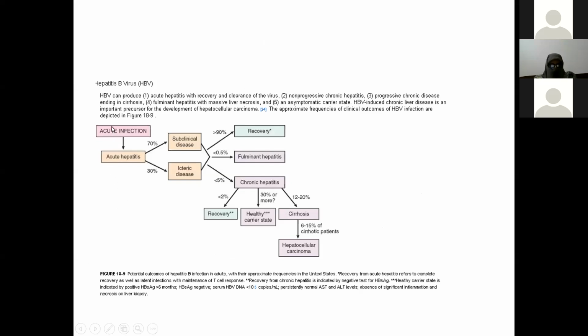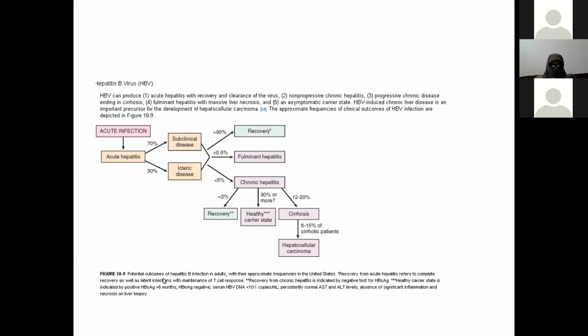Okay, so basically this is taken from Robbins, and what is important to see over here is हेपेटाइटिस बी क्या क्या कर सकता है. हेपेटाइटिस बी एक्यूट इन्फेक्शन कर सकता है, सब क्लिनिकल डिजीज कर सकता है, फुल्मिनेंट हेपेटाइटिस कैन बी chronic hepatitis. What is important to note over here are the numbers. क्या चीज important है, numbers important हैं. एक्यूट हेपेटाइटिस हुआ 70% में सब क्लिनिकल डिजीज होती है. ठीक है, सब क्लिनिकल डिजीज का क्या मतलब है कि वो asymptomatic हैं, 70% are asymptomatic.